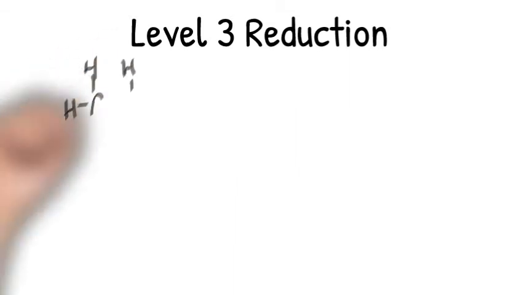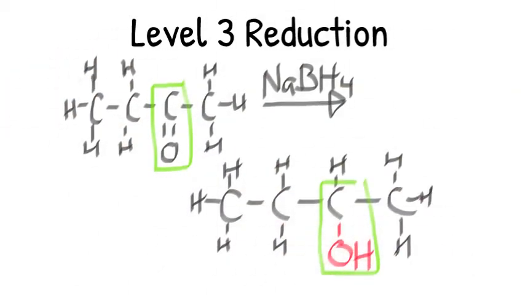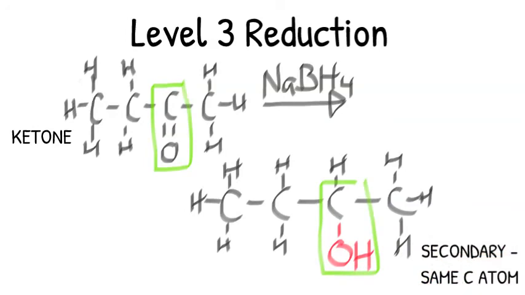Lastly, in level 3, we need to also know reduction reactions. So looking at butanone, we can reduce this with sodium borohydride, NaBH4. So what happens there is the opposite to oxidation, where we reduce the number of bonds between carbon and oxygen. So you can see we've gone from 2 in the reactant to only 1 in the product.